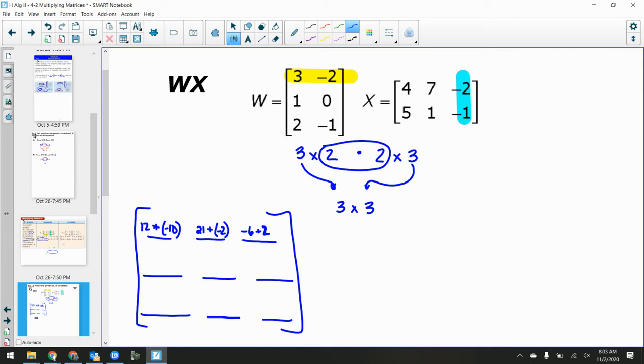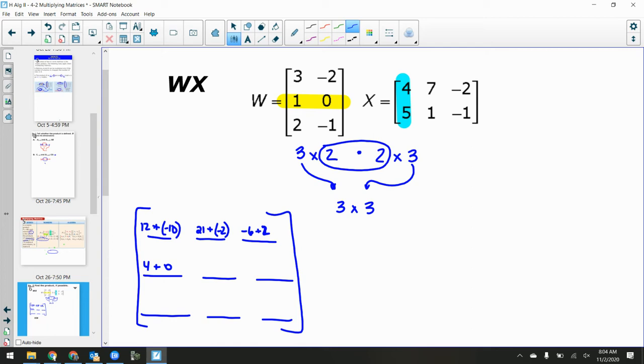Let's keep it rolling then. This is now no longer row 1. I've used up row 1. I've multiplied every column in the second one by row 1. So let's jump down to row 2, and now let's multiply it with column 1. Nice when there's a 0. 1 times 4 is 4, plus 0 times, doesn't matter, 0.